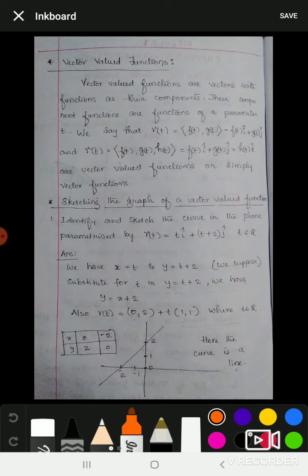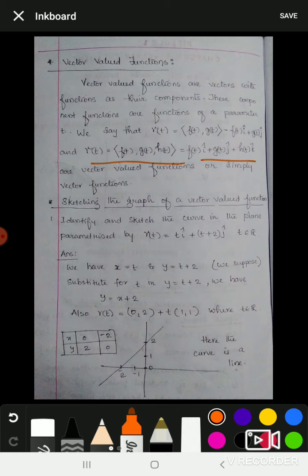the ordered pair f of t, g of t, or we can write it as f of t i plus g of t j. Again in 3 dimensions, r of t is f of t, g of t, h of t. That is also the same as f of t i plus g of t j plus h of t k. These are vector valued functions, or simply vector functions. Here i, j, k are unit vectors in the x, y and z directions respectively.